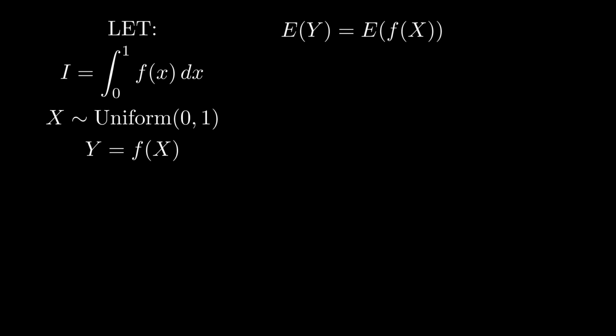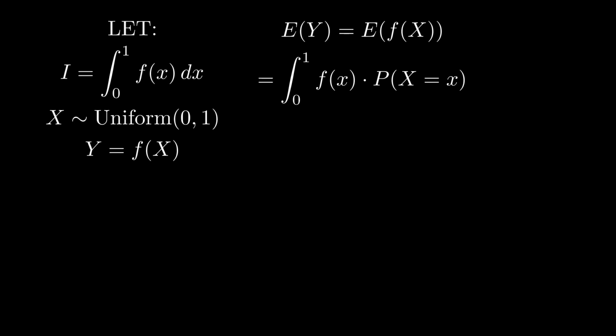Suppose we have a general function f of x, which we want to integrate between 0 and 1, and big X is a random variable that is uniformly distributed between 0 and 1. Also, the random variable Y is defined to be f of the random variable big X. The expected value of Y is the same as the expected value of f of big X, which is the total of f of little x times the probability that big X equals little x over all of the values that big X can take.